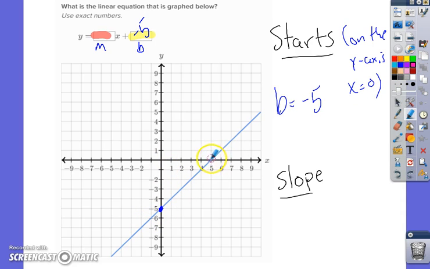So I'm going to put a dot over here. I could really pick any points that I wanted to, and then what's my next step after I pick 2 points? I'm going to make a triangle and then count. Here's my triangle. So now I count 1, 2, 3, 4, 5. Over 1, 2, 3, 4, 5.